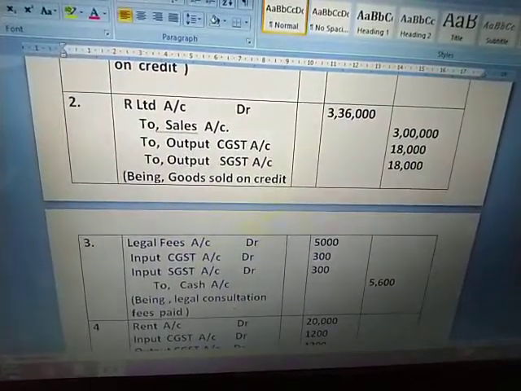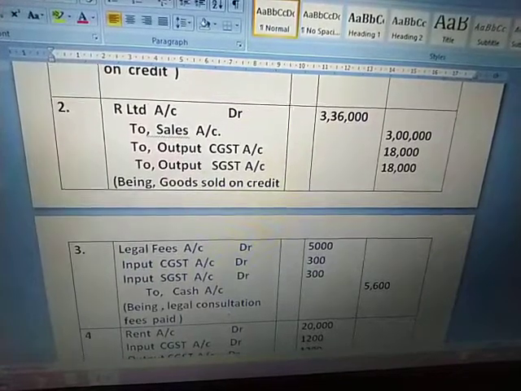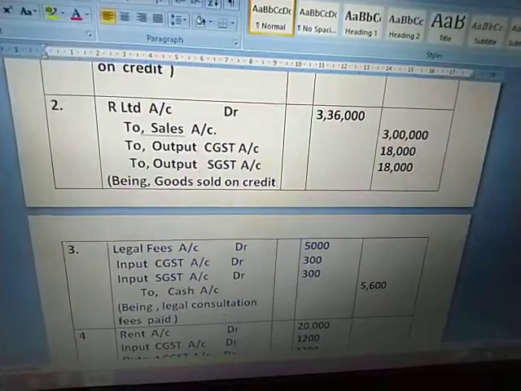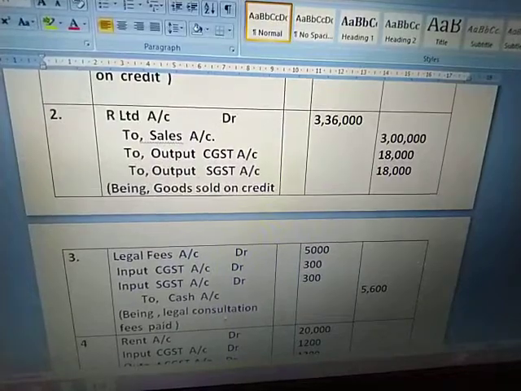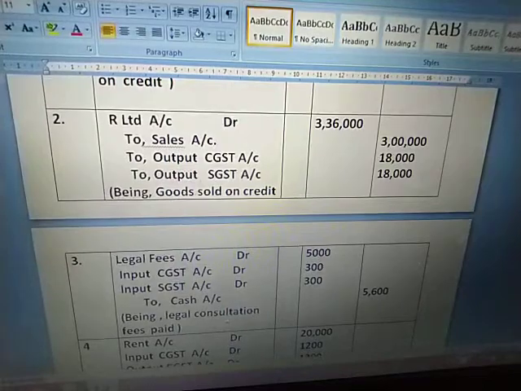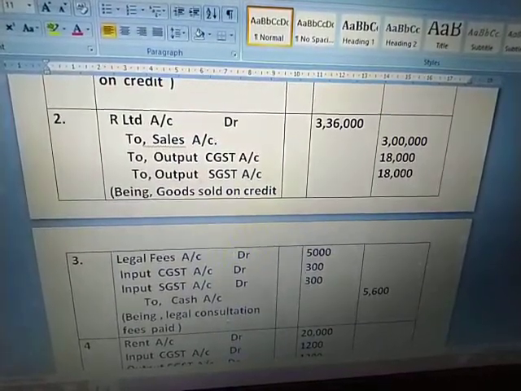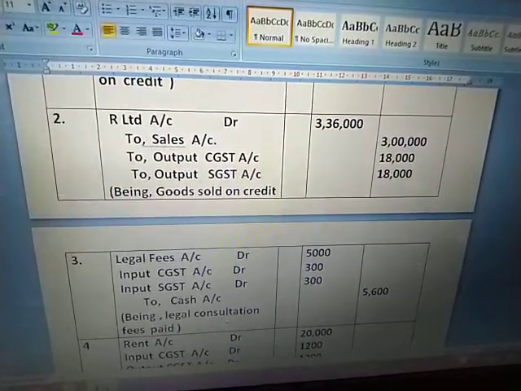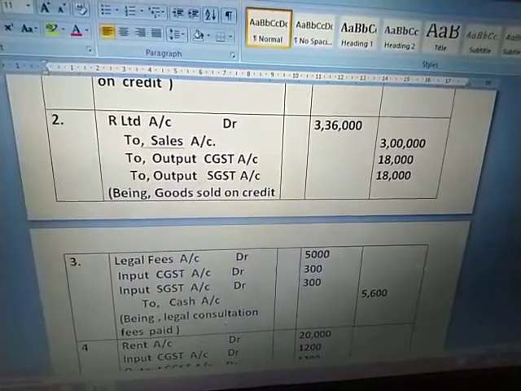Then we have a sales transaction. In case of sales we have to consider output GST. The debtors account, that is R Limited account, is debited with the value including the GST. Now how to calculate the GST? Output GST will be 6% of 3 lakh, that is 18,000. So output CGST is 18,000 and output SGST is 18,000. The debit amount is 3,36,000 and credit for sales will be 3 lakh, and the output CGST and output SGST will be separately credited.